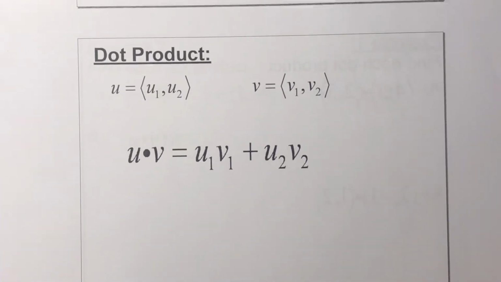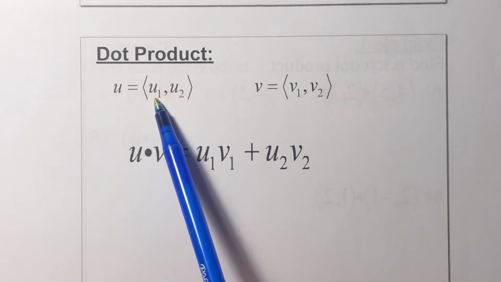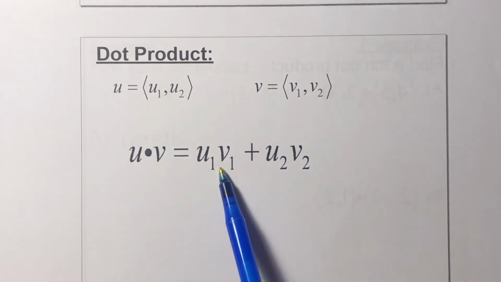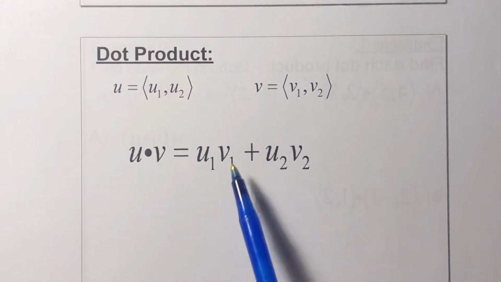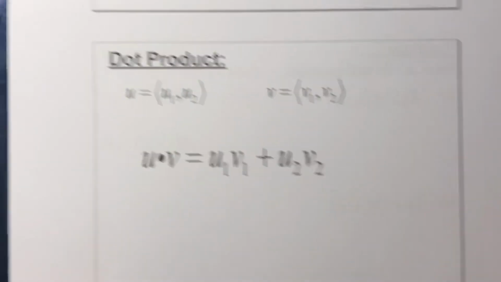So there's what a dot product is. We have two vectors and we're going to multiply them. We take the first guys and multiply them, take the second guys and multiply them, and then we add them up. It's as simple as that.